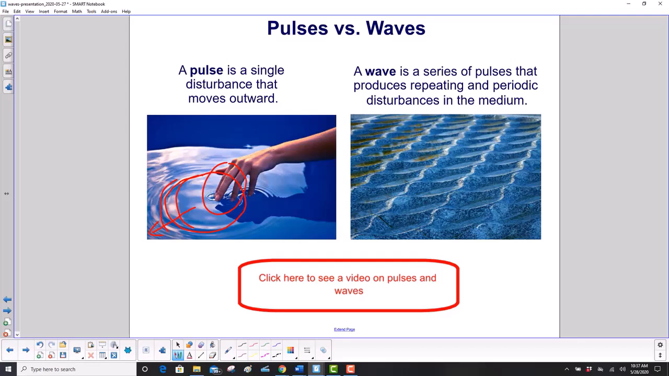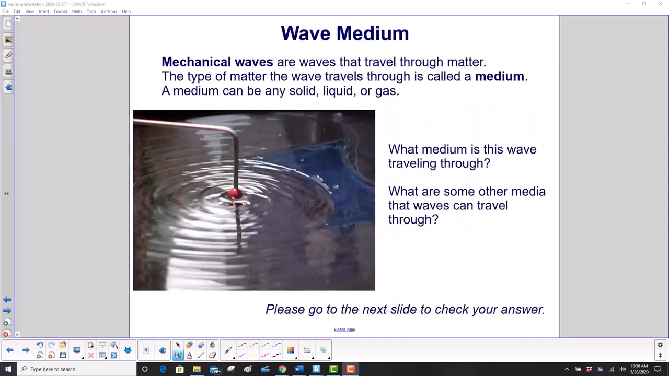Here you have a number of pulses going out, and you just have these patterns of waves here. They keep moving out, and they periodically go up and down. It's hard to see this, so please click on this video to see pulses and waves. Another definition: mechanical waves are waves that travel through matter. Could probably also call them matter waves, but we'll call them mechanical waves.